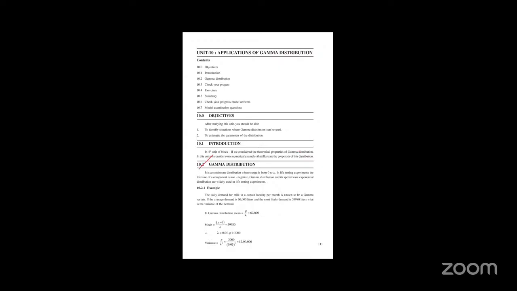Coming to the gamma distributions, it is a continuous distribution whose range is 0 to infinity. In life testing experiments, the lifetime of a component is non-negative. The gamma distribution and its special case, the exponential distribution, are widely used in life testing experiments. They are mostly used in life testing experiments.